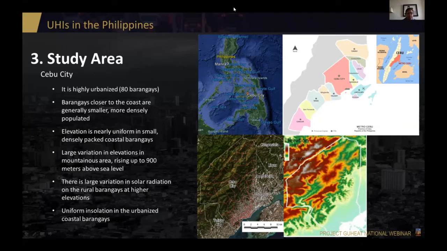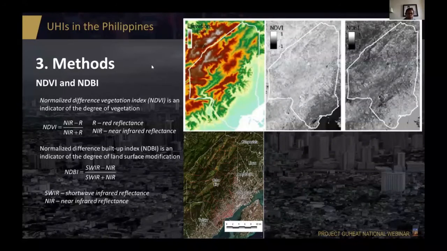I now present our methods. In order to quantify the vegetation, we use what is known as the normalized difference vegetation index as a measure of vegetation. This is the formula for the NDVI.